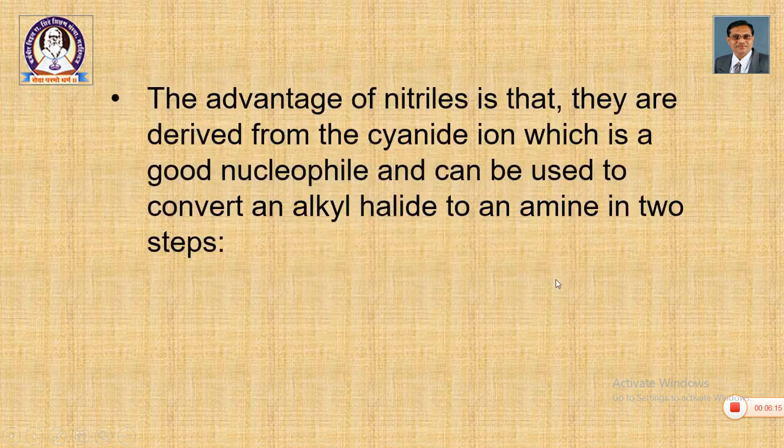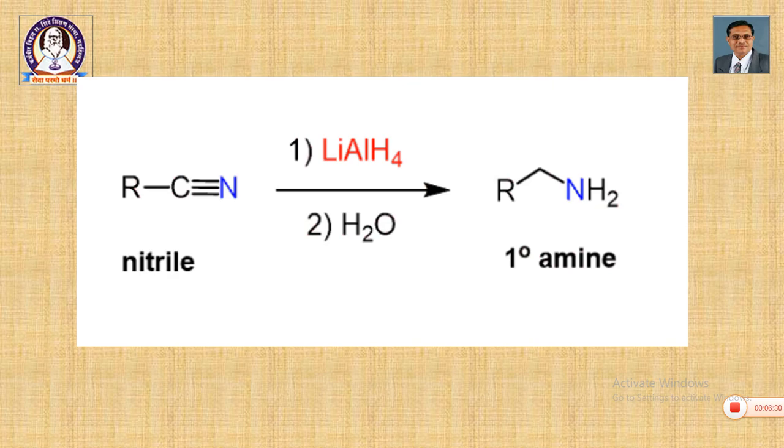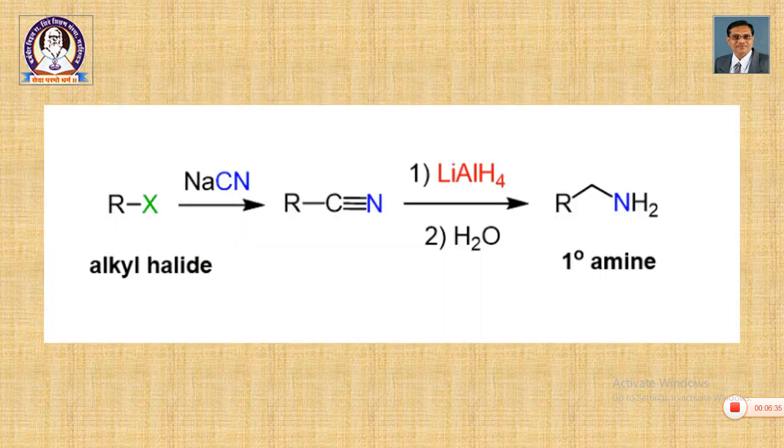So what is the importance of this reaction? The advantage of nitrile is that they are derived from cyanide ion, which is a good nucleophile and can be used to convert an alkyl halide to an amine in 2 steps. So let us see once again. We can convert the nitrile into amine, but the nitrile can be obtained from alkyl halide very easily.